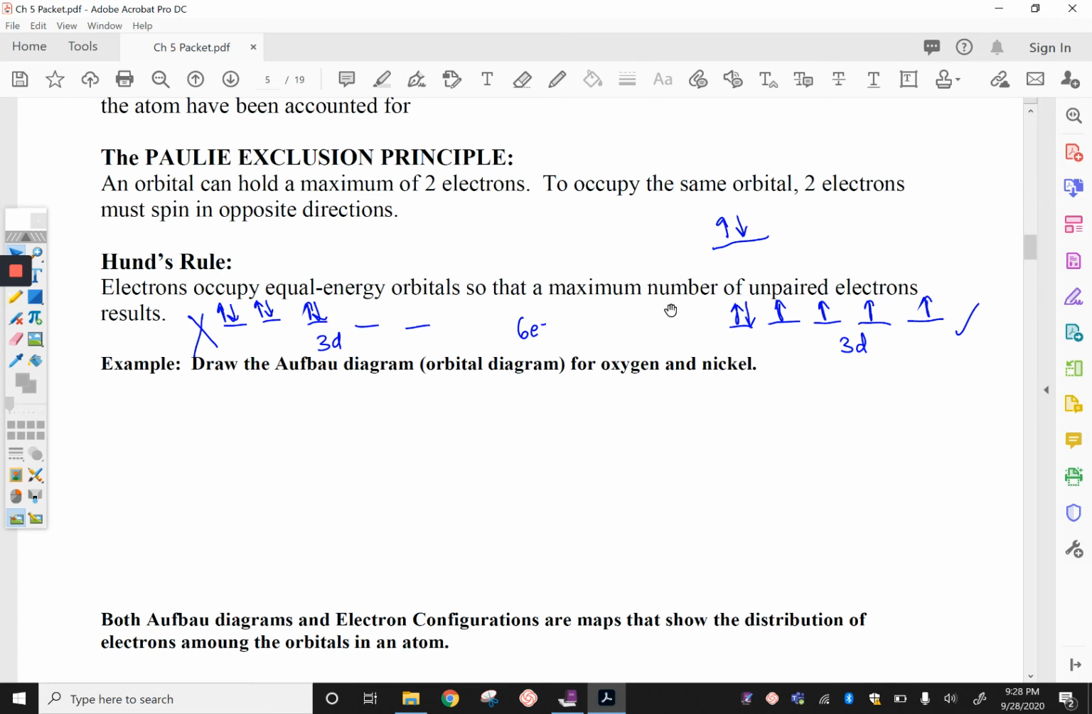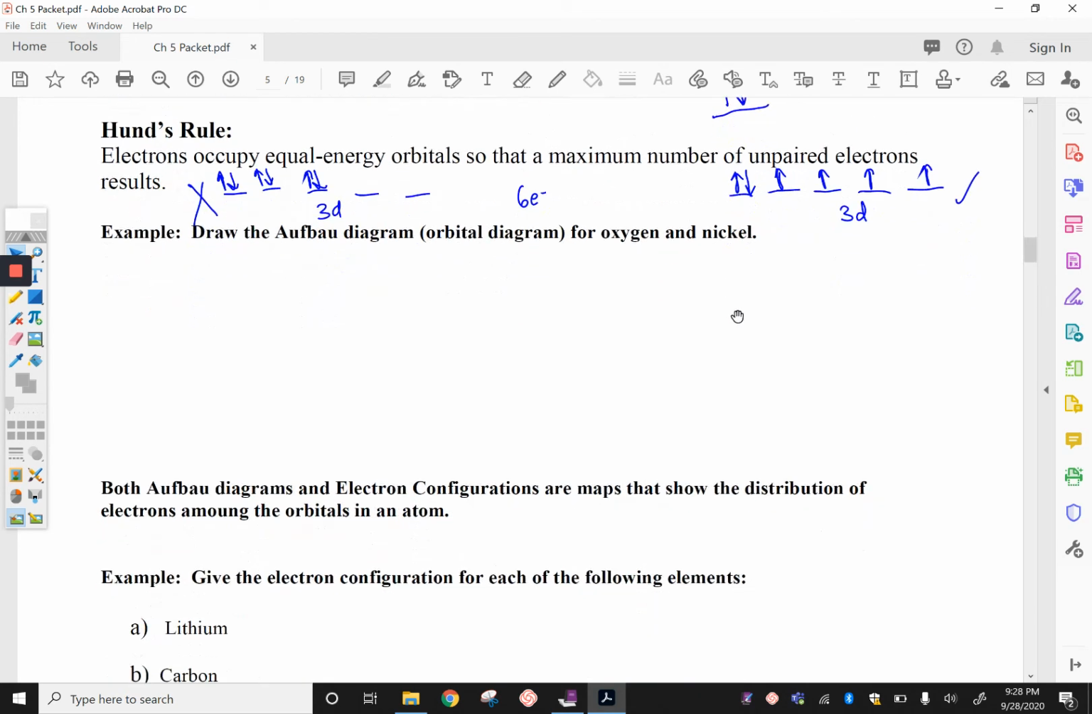Why? Why do electrons do that? Well, if you think about it, electrons, again, repel each other, right? If we put them like this, where they're paired together in a small area, they're going to repel each other more than if you put them as far away from each other as possible. And so you want to kind of spread them out, put 1 in each of the orbitals first before you go back and pair them up. So let's practice a couple of these.